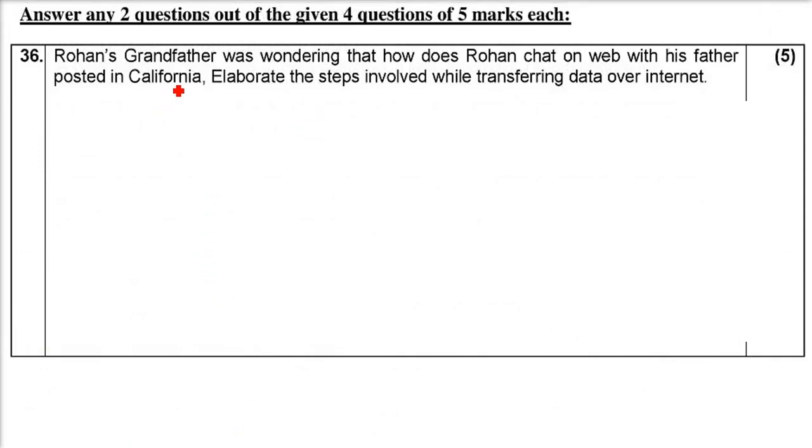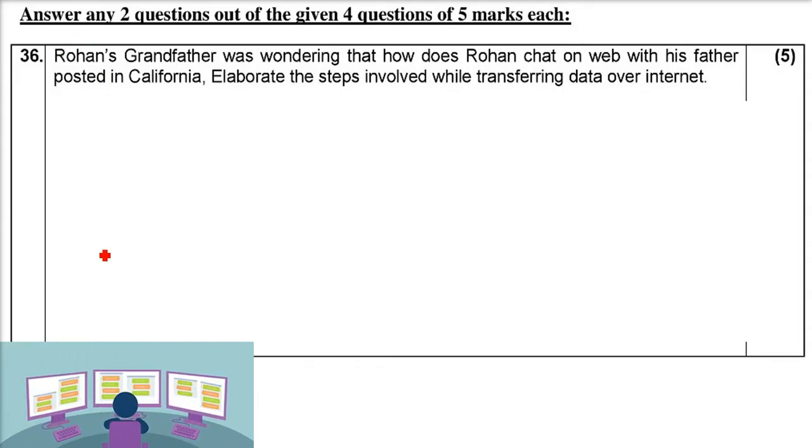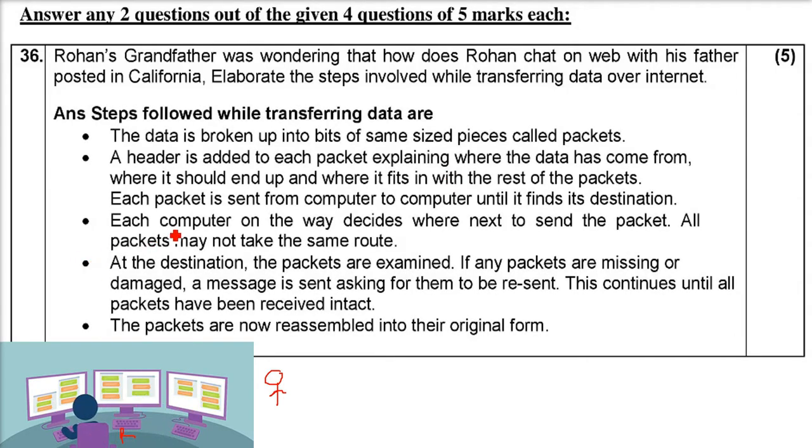Rohan's grandfather was wondering how Rohan chats on the web with his father posted in California. Elaborate the steps involved while transferring data over the internet. Rohan's grandfather sees Rohan chatting on the web, while the father is seven seas away in California, America. How does this work? What is the basic of this technology? I'll go into the detail of this.